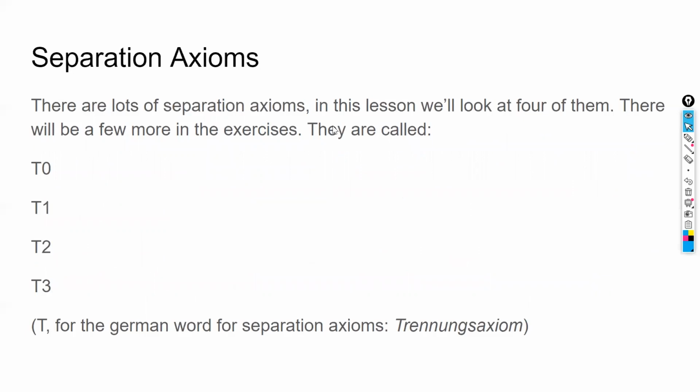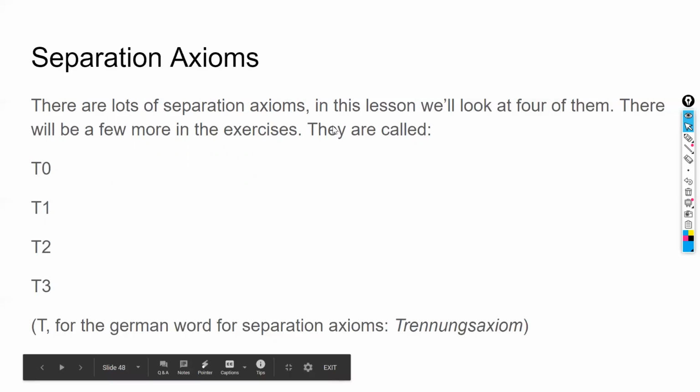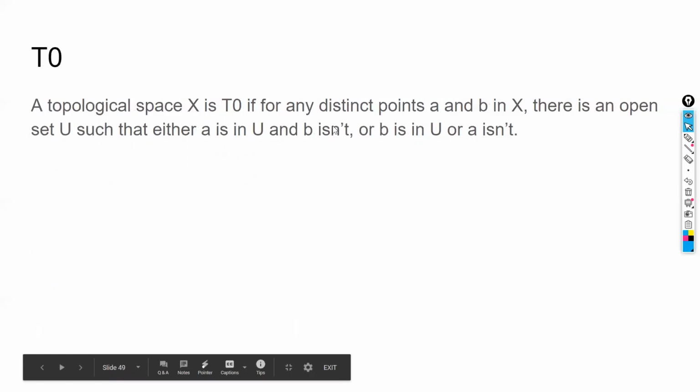So there are lots of separation axioms, but in this lesson, we'll be looking at 4 of them. I would say the 4 main ones. There will be a few more that appear in the exercises, if you're interested. So these ones are called T0, T1, T2, and T3. They also have other names, which I will mention if I think it's important. T stands for the German word for separation axioms, and exercise number 1 is pronounce this. I'm not going to do it, but you should.